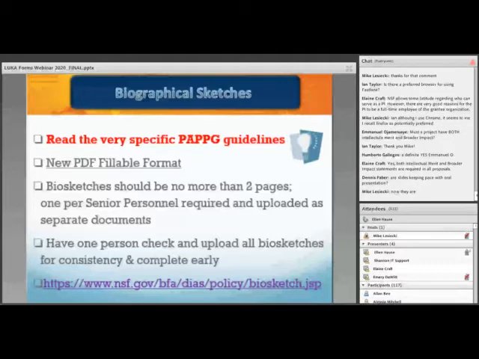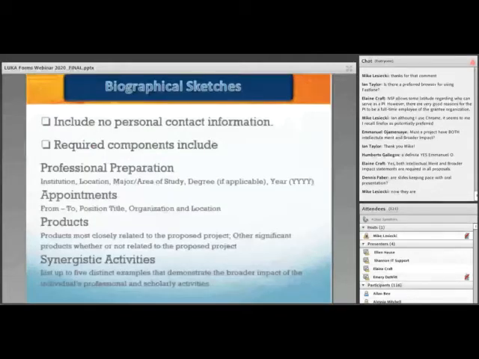As a tip, you could have 1 person working on your grant to check and upload all the bio sketches for consistency. And this is something you can complete early and get up now while you work on other parts of your proposal. At the bottom of this slide is the web link that takes you directly to where you can download the fillable PDF to create your bio sketch and to upload it into Fastlane.